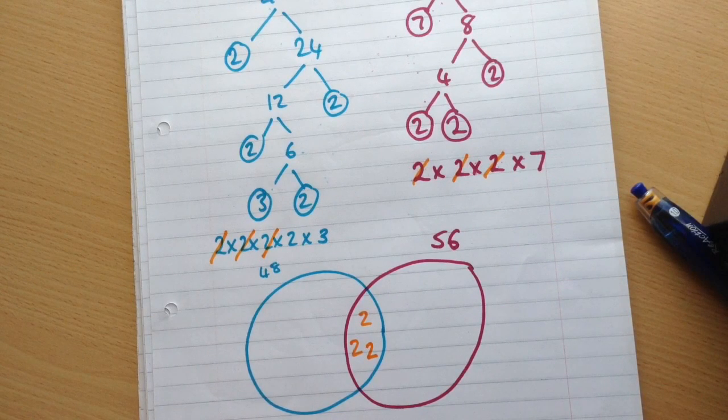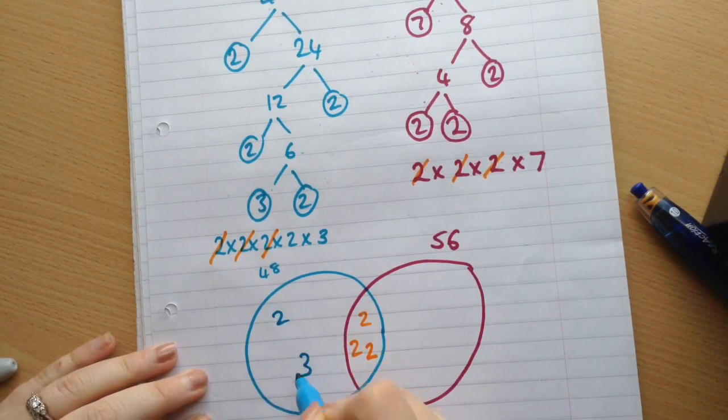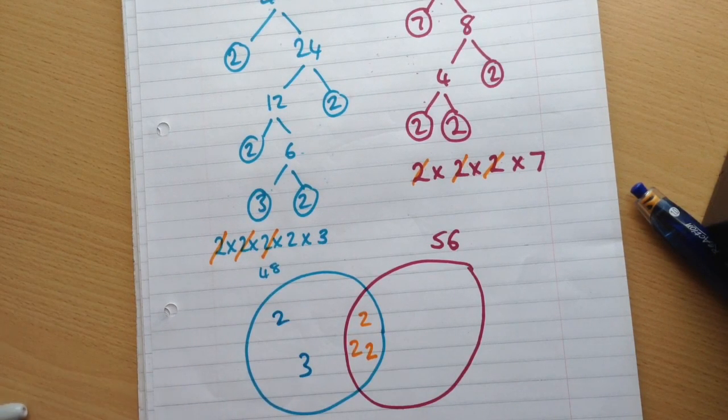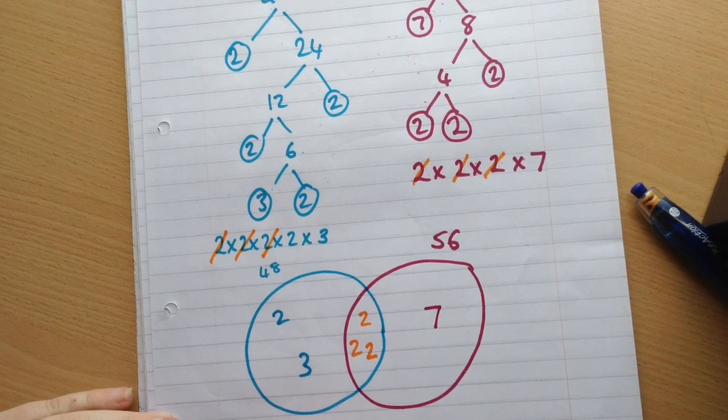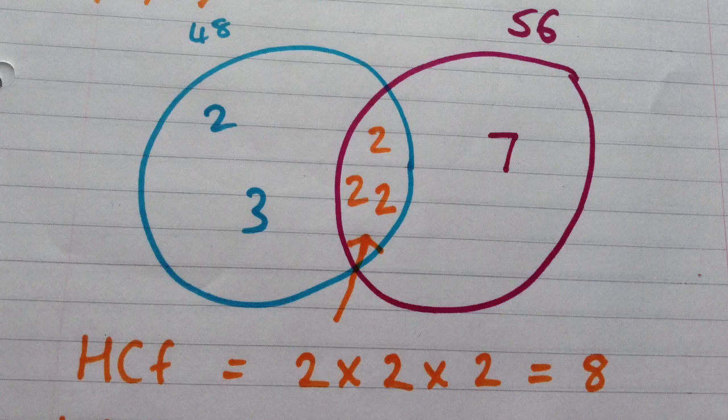I'm crossing them off as I go so that we can see what is left. Over here we've now got a 2 and a 3, and on the 56 side we are just left with a 7. So our HCF is going to be just this centre overlap, and that's going to be 2 times 2 times 2, which is going to give us 8.